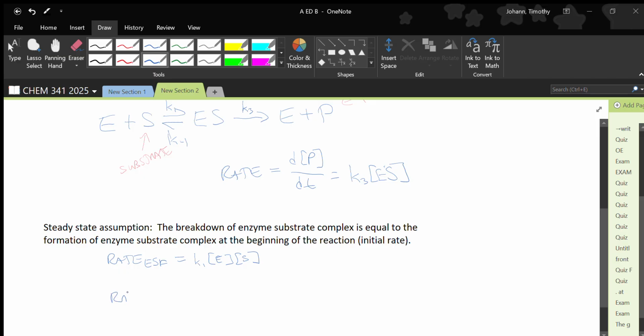What is my rate of enzyme substrate breakdown equal to? It's going to be K3 times ES. That's one breakdown direction, right? So let's add that. Plus, what's the other one? Yeah, we could fall apart and go back this way.